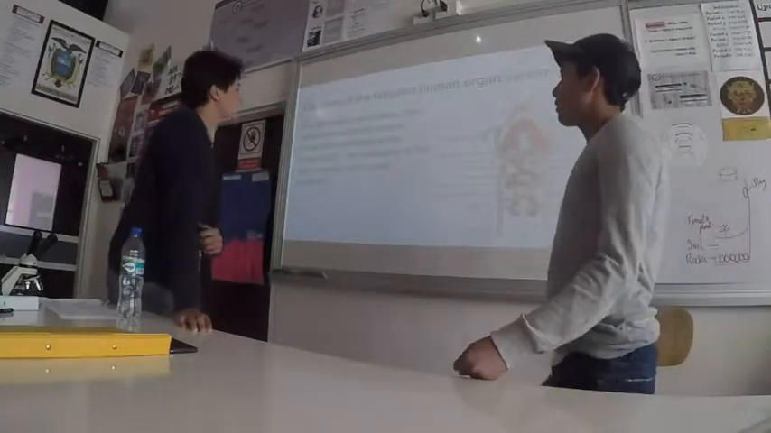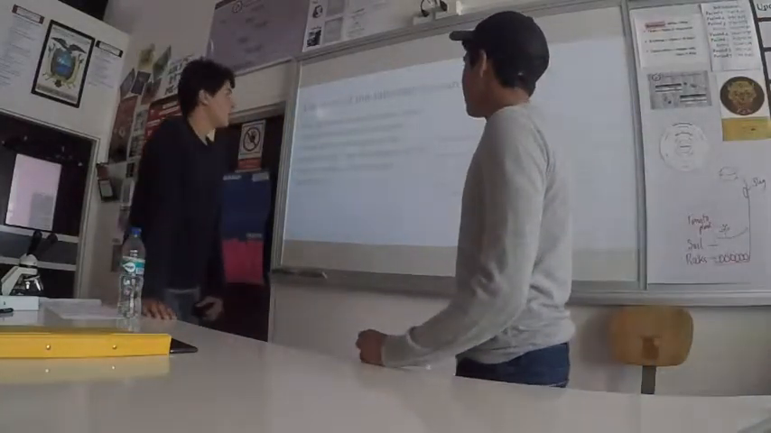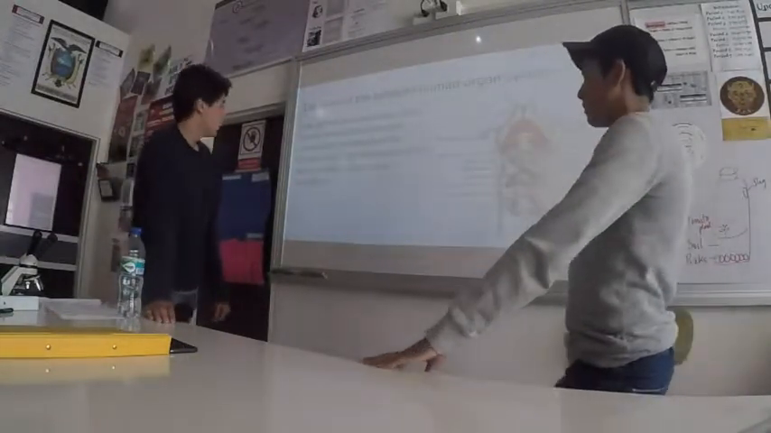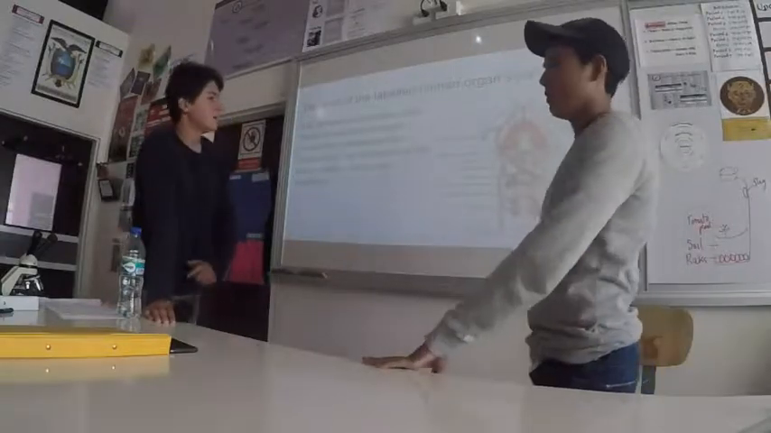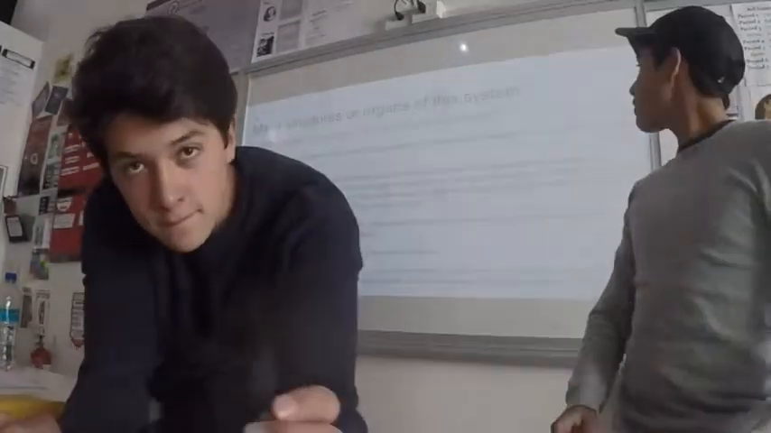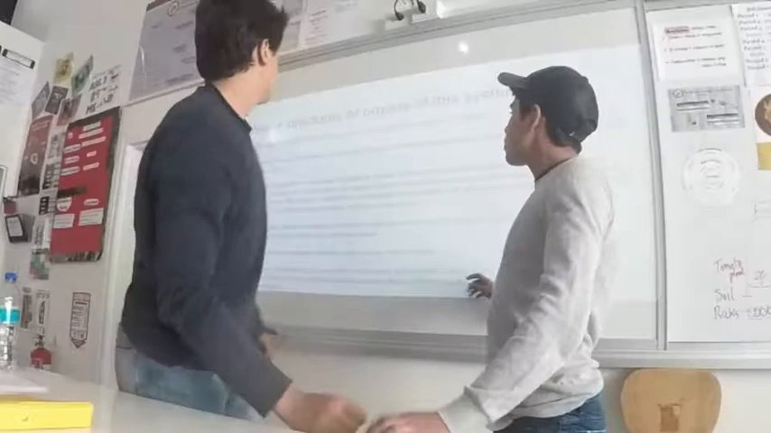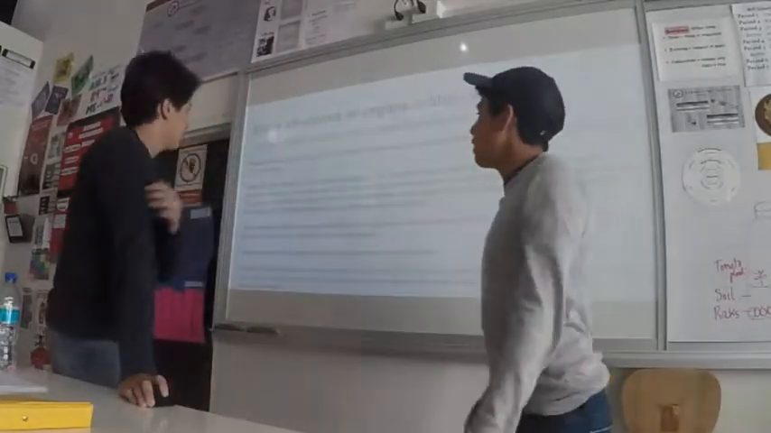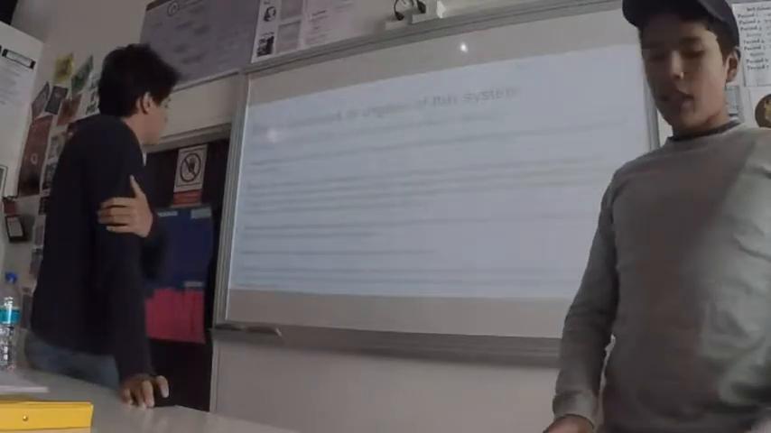This is the cardiovascular system. The cardiovascular system, also called the circulatory system, moves blood throughout the human body. It is composed of the heart, arteries, veins, and capillaries.